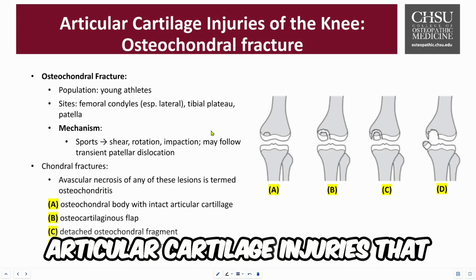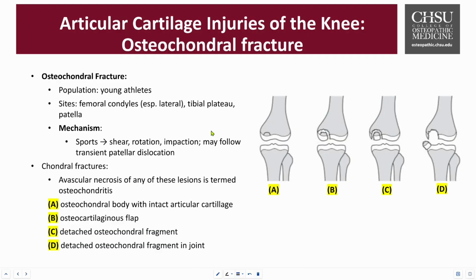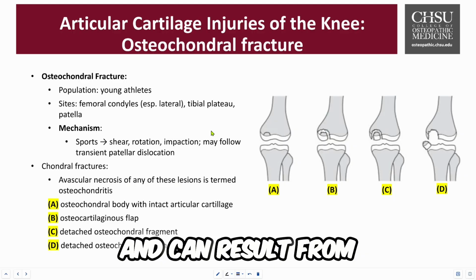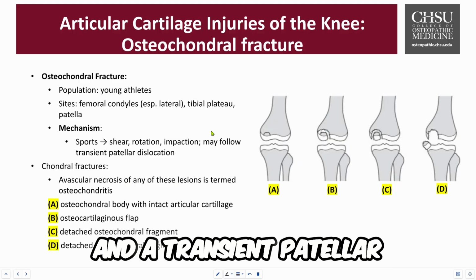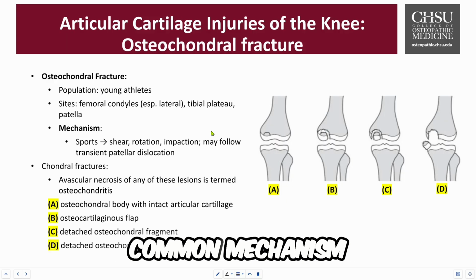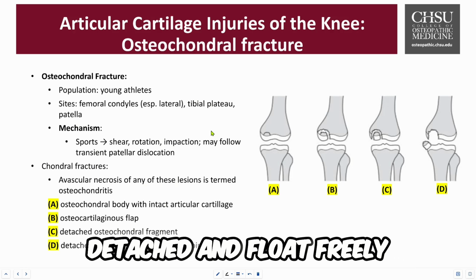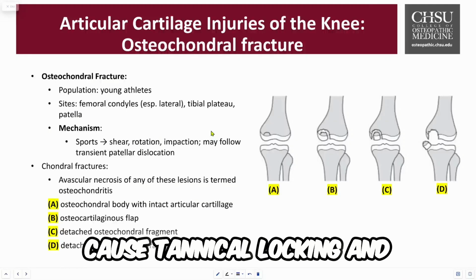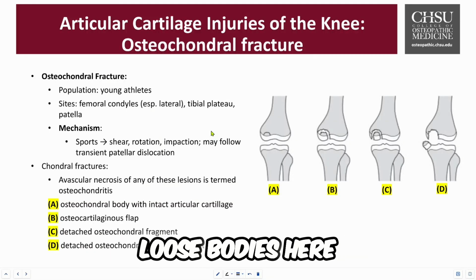Next, we also have some articular cartilage injuries that could be occurring. These are called osteochondral fractures. In a clinical context, these injuries are oftentimes common in young athletes and can result from sports-related shearing, rotation, impact forces. A transient patellar dislocation is a pretty common mechanism. The pathology here is that there's an osteochondral fragment that can become detached and float freely in the joint, and this acts as what we call a loose body, and it can cause mechanical locking and also further joint damage. So you definitely don't want to have any loose bodies here.